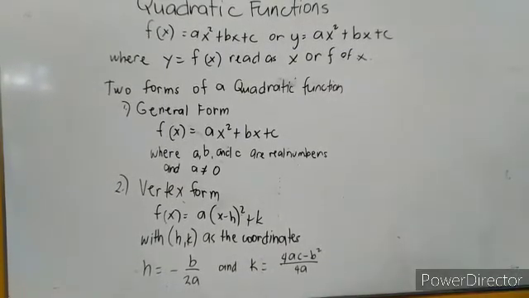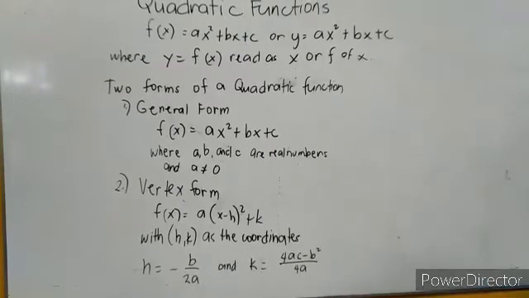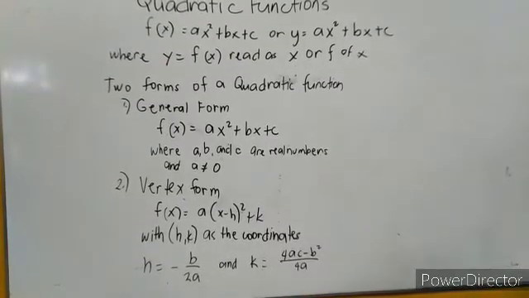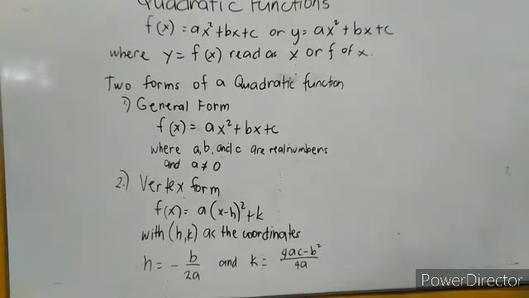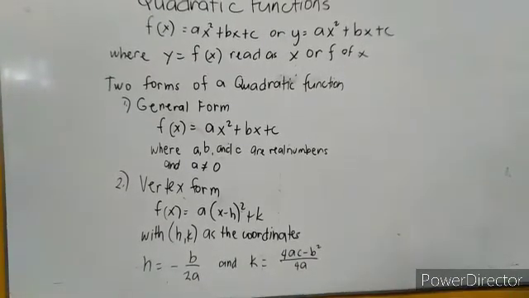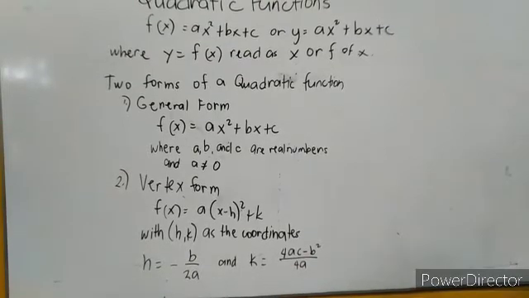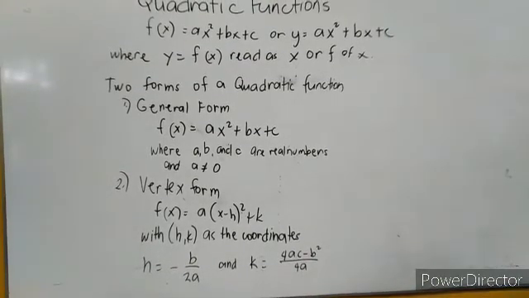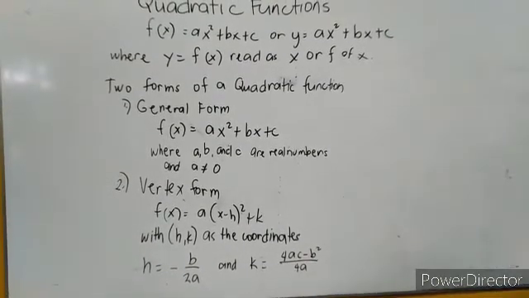There are two forms of a quadratic function. We have the general form. The general form is f of x equals ax squared plus bx plus c, where a, b, and c are real numbers and a should not be equal to 0.